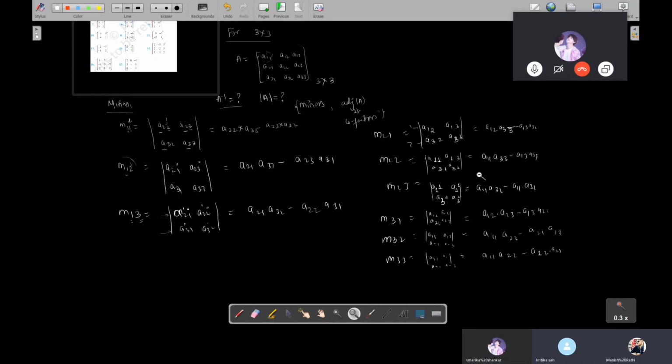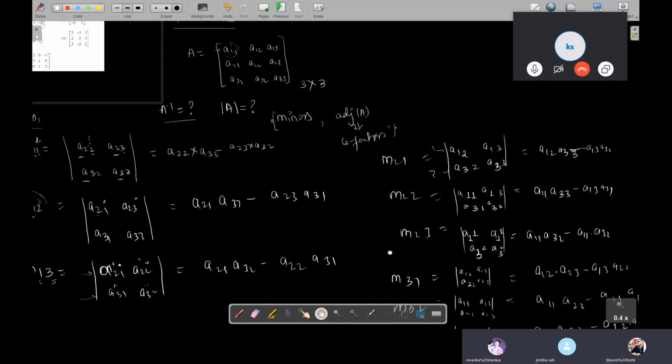After knowing about minors, there is a relation for cofactors. Have you noted it down? Note it fast and let me know, and then I can start with cofactors.